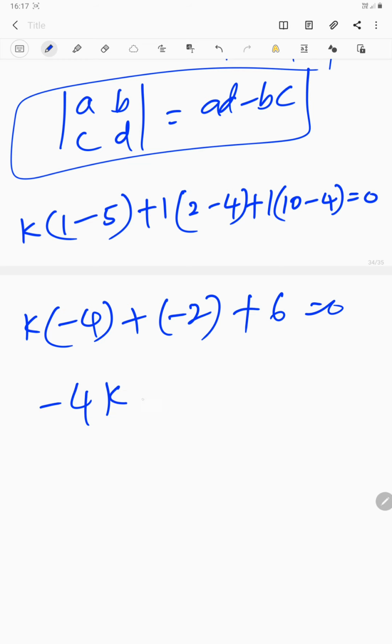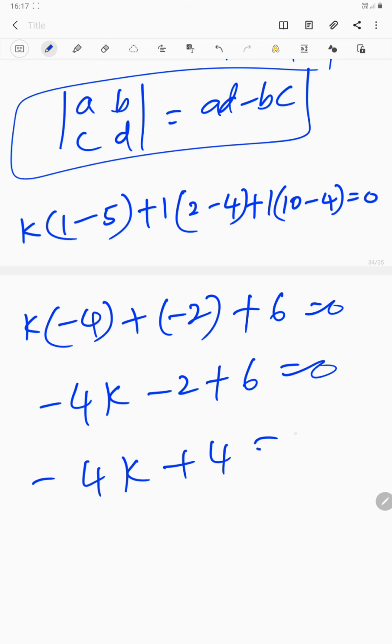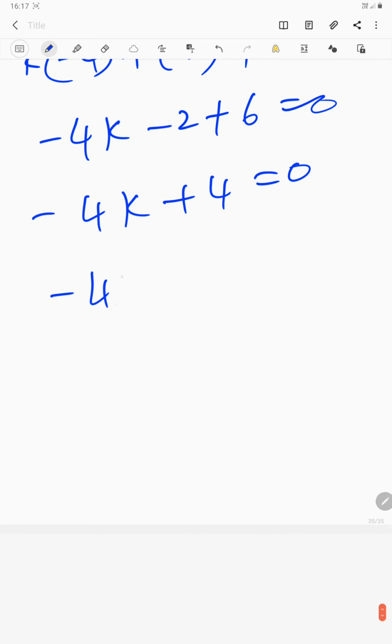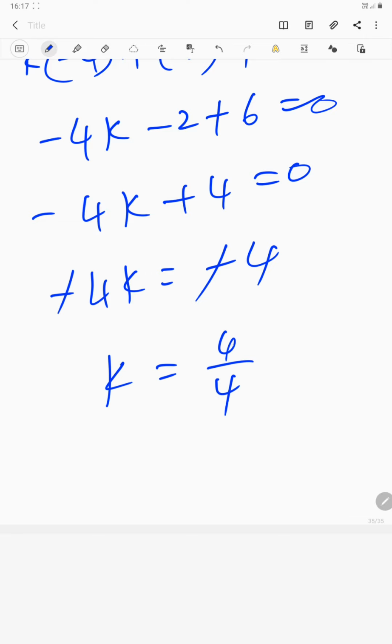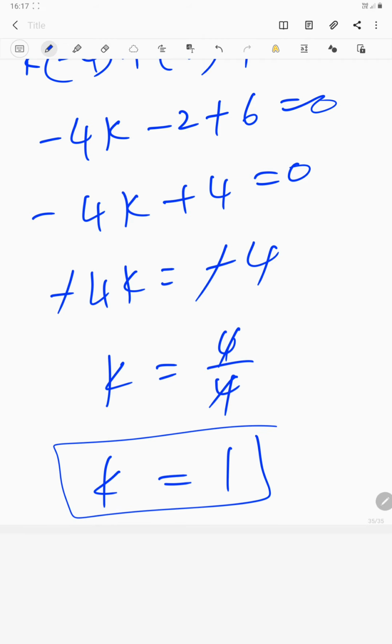Minus 4k minus 2 plus 6 equal to 0 means minus 4k plus 4 equal to 0. Therefore minus 4k is equal to minus 4, minus minus cancelled, k is equal to 4 upon 4, means k is equal to 1. Whatever the method you are using or approaching, last final value is same in all the procedures, right? Whether you are using determinant concept or slope concept, the answer is same. If you know the two procedures, you can use either one, right? Either that or this. Okay?